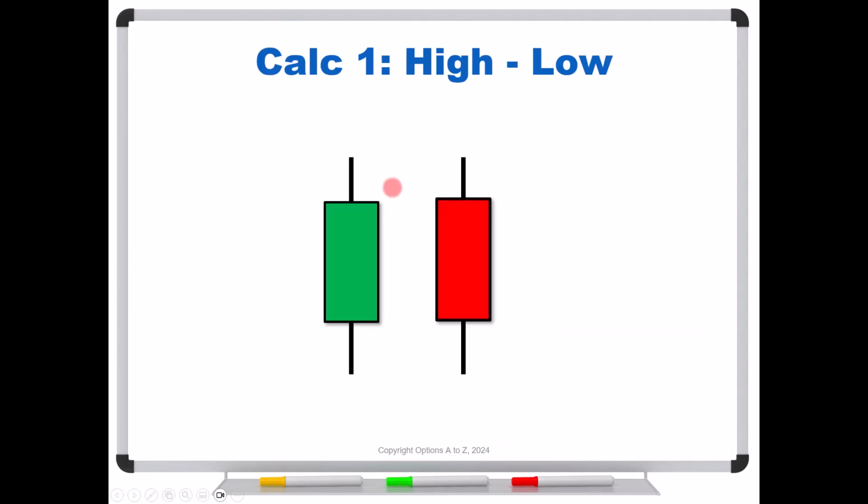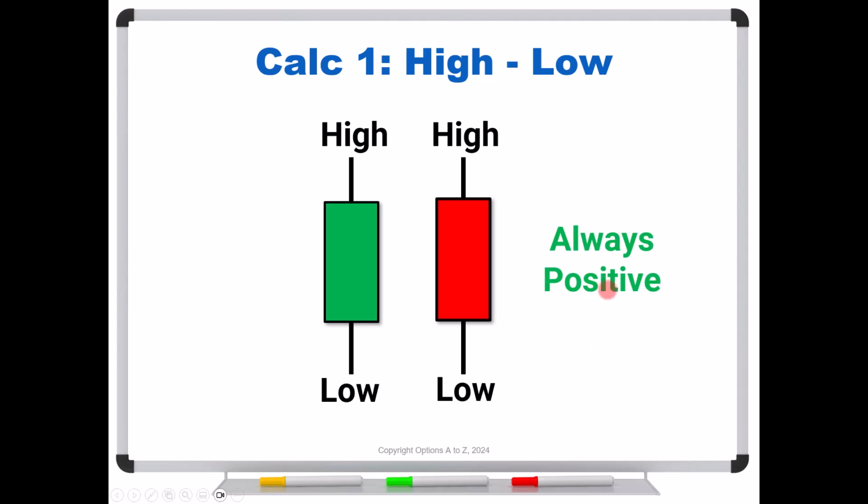So let's see what it looks like visually. Calculation number 1, high minus low. So if we get a green candle, here's the high, here's the low. Notice it's going to be a positive number. If we get a red candle, here's the high, here's the low. We will always have a higher number minus a lower number, so we always get a positive number. So no problems there. But in calculations 2 and 3, that's not necessarily true, and that's why on that previous slide it was showing we have to take the absolute value.